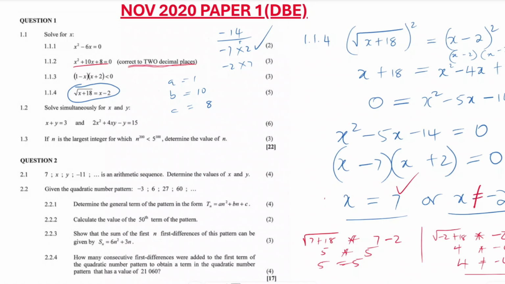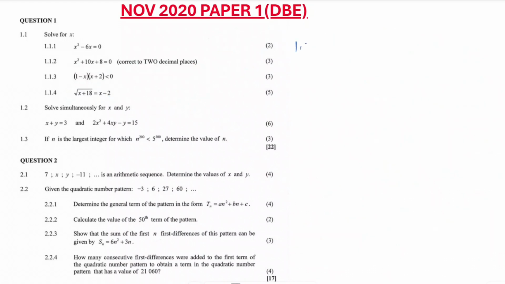So our solution is x is equal to 7. X is not equal to minus 2. That's where you can end. This one, the proving part, you can do it on your rough paper. 1.2.